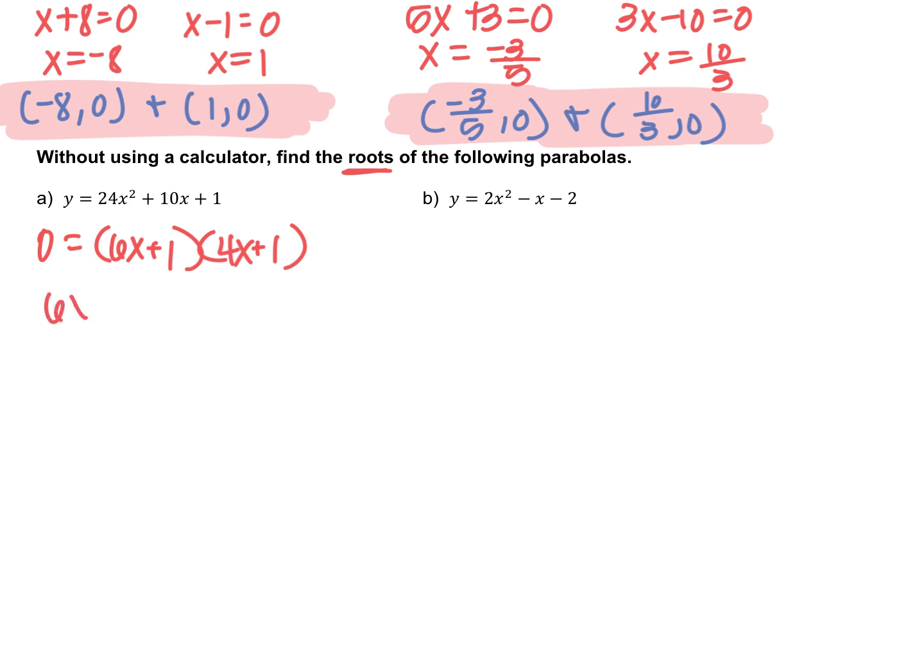So I have 6x plus 1 equals 0. x equals -1/6. Are you guys comfortable with me going from that to that without showing any work? Yes, ma'am. Okay. And then 4x plus 1 equals 0. So x equals -1/4. And then roots are x-intercepts, so we're going to write them as points.